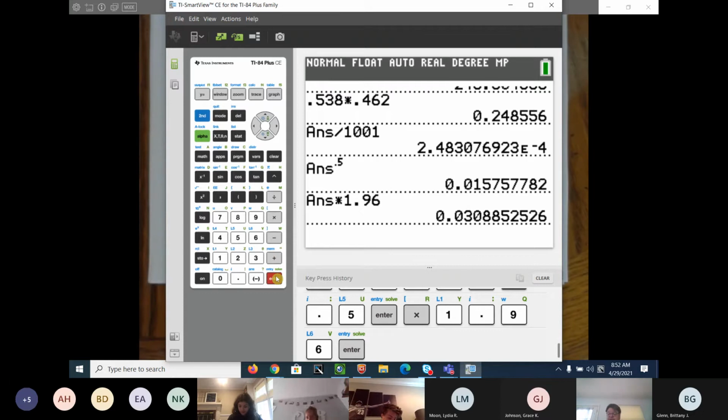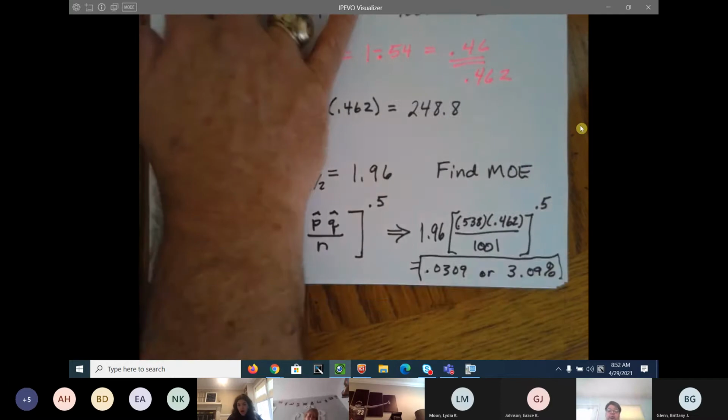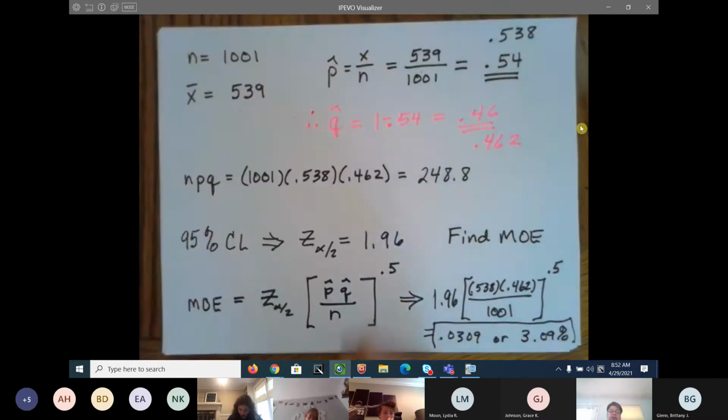In statistics, I don't care if you're on national TV or if you're in the boardroom of a hospital staff. Anything 3% or below, write that down in red. Anything 3% or below is good. 3% or below is good, margin of error.